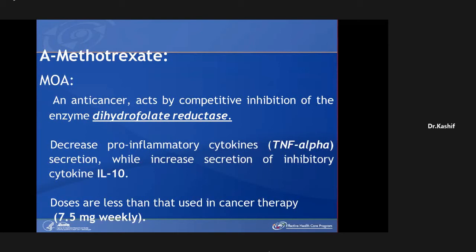What else does methotrexate do? Along with dihydrofolate reductase inhibitory activity, it also affects cytokines like TNF-alpha and interleukin-10. This drug decreases TNF-alpha activity, whereas it increases the inhibitory activity of the cytokine IL-10. These two players, TNF-alpha and interleukin, are the players for inflammation. The drug dose, as I told you, is very much less than in cancer chemotherapy. Usually it is given at 7.5 milligram per week. What you have to remember is that the dose of methotrexate in DMARDs is very low compared to its anti-cancer therapy.